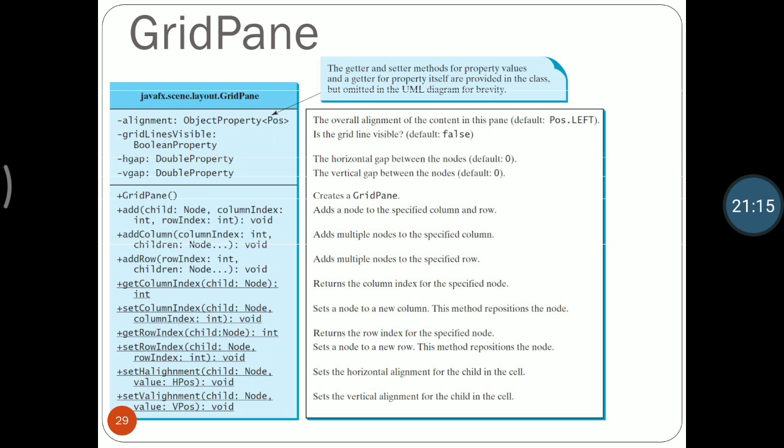Next one is getRowIndex. It will return the row index of the specified node. Next one is setRowIndex. It will set a node to a new row. This method repositions the node. Next one is setHalignment. It will set horizontal alignment. Last method is setValignment. It will set vertical alignment.